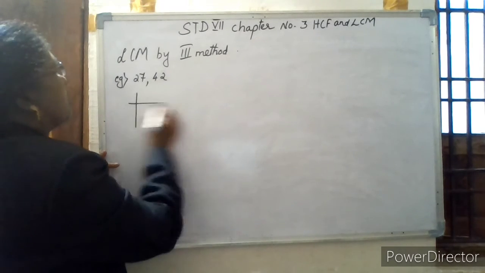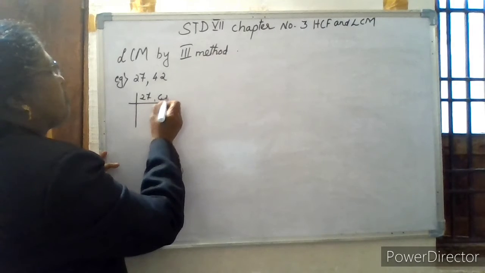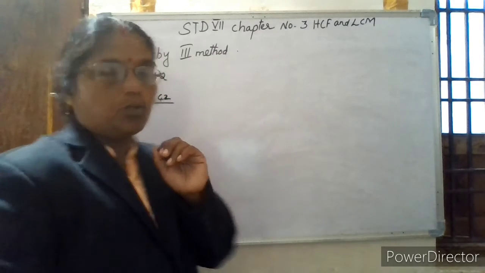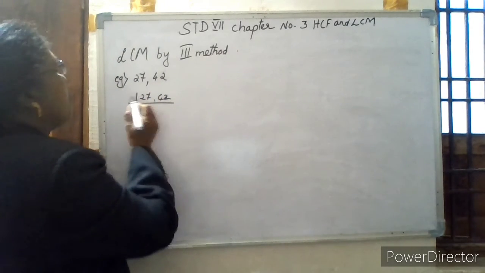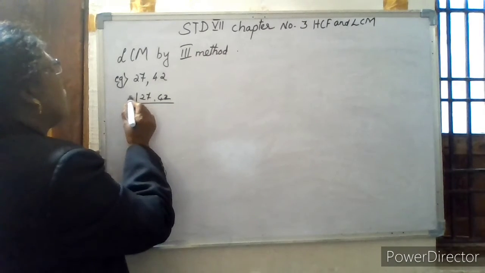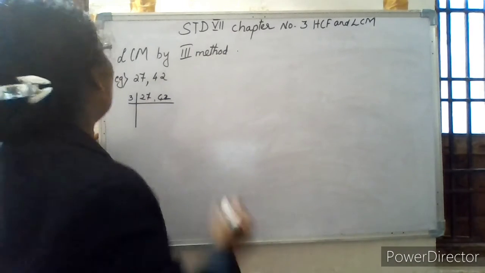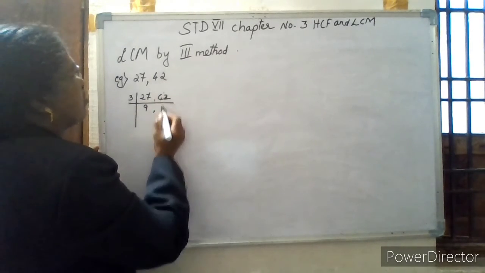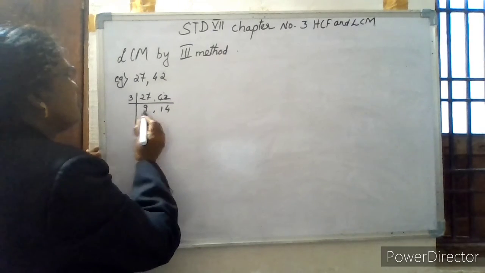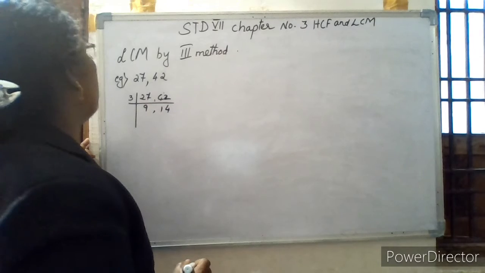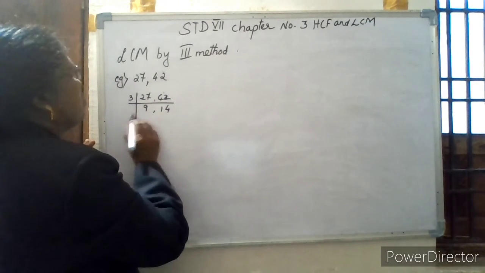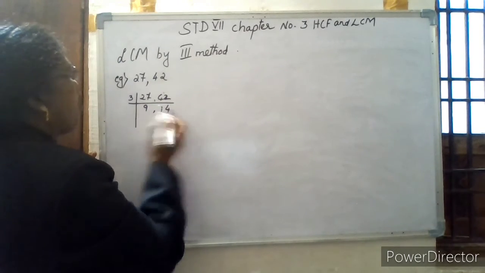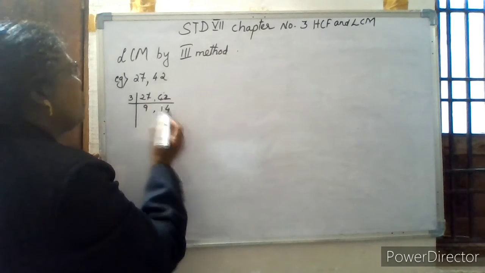Look here, this is example 1. You have to find the LCM of 27 and 42. So divide these two by prime factors. Suppose these two numbers are divisible by 3. It is not divisible by 2. So 3 nines are 27, and 3 fours are 12. Now 9 and 14 are remaining. These two numbers, 9 and 14, are not divisible by any common number, so you can stop here.